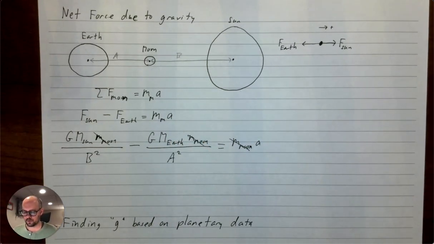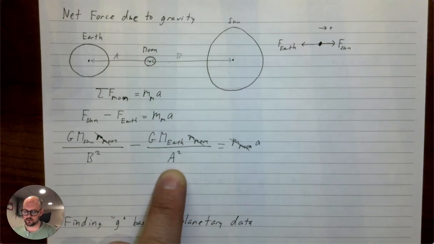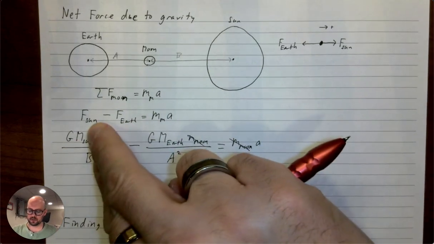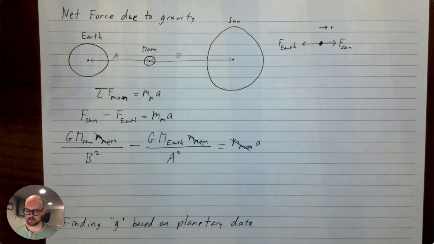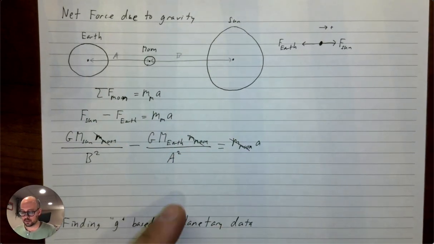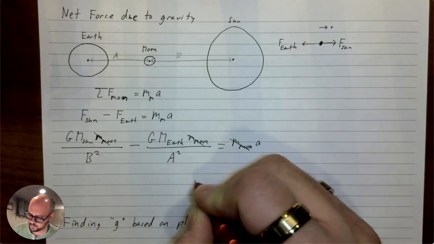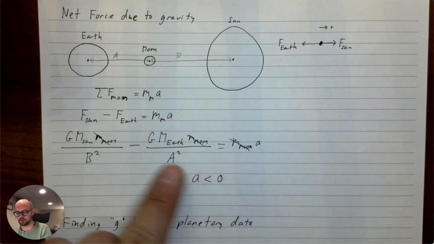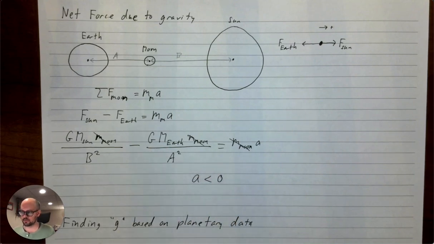However, the Earth is so much closer that this is a much bigger ratio than the sun and its distance ratio. And so in this case, the acceleration would be less than 0 all the time, because the Earth is so much closer, it produces a much bigger force of gravity than the sun does.